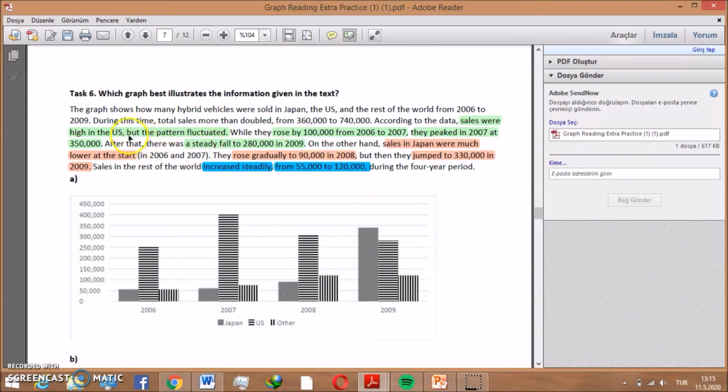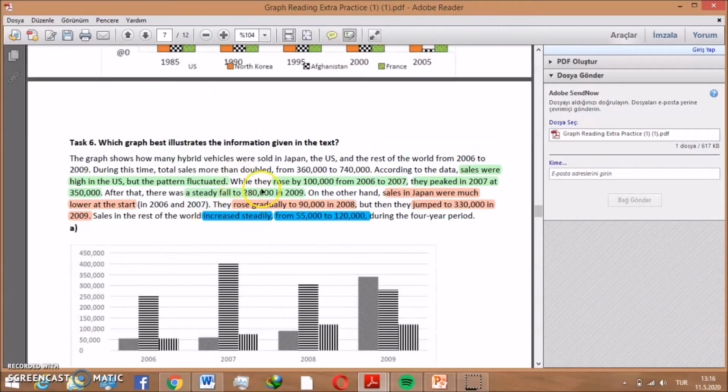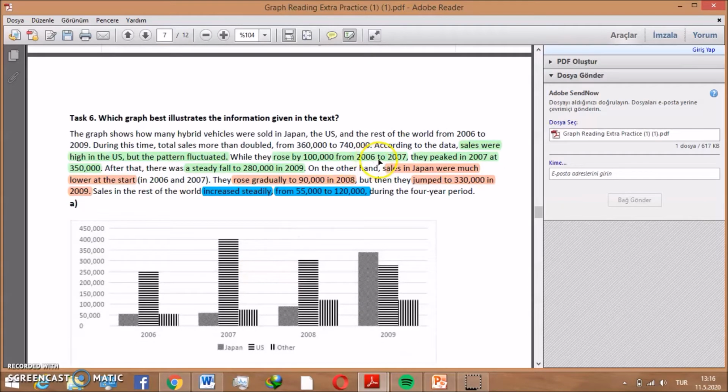So let's check US, for example. So US is these horizontal lines. It needs to fluctuate. It means it is low, it is high now, so it is low again, so it is high again. So it seems like fluctuating, yes. Okay, next information. While they rose by, this word by is important. They rose by 100,000 from this to this. So we need to check the numbers that represent the US. So 2006, 2007. Let's look at the US.